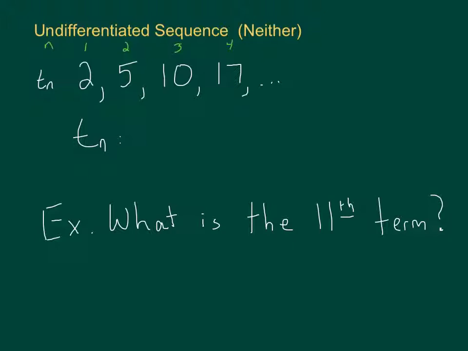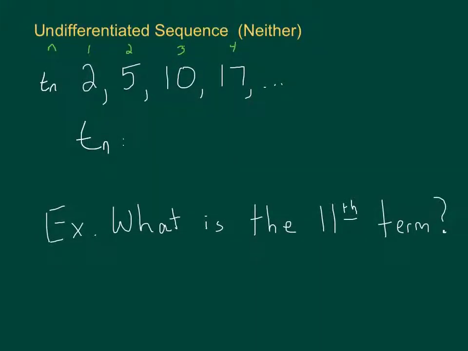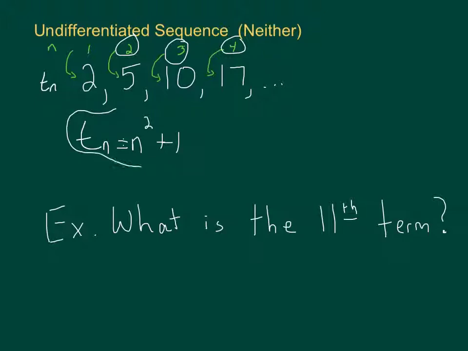This is crazy. Are you ready for this? How do you get from 1 to 2? How do you get from 2 to 5, 3 to 10, and 4 to 17? Do you see a pattern there? Well, take each n. This should have been an equal sign right here. And square them. 1 squared is 1, and 1 plus 1 is 2. 2 squared is 4, and 4 plus 1 is 5. 3 squared is 9, and 9 plus 1 is 10. 4 squared, you got it, is 16, and 16 plus 1 is 17. This is your formula for this undifferentiated sequence.